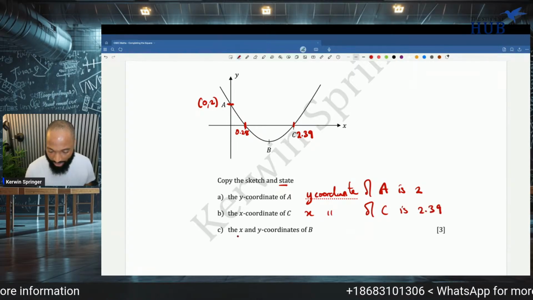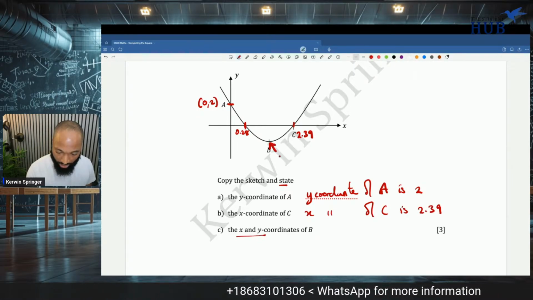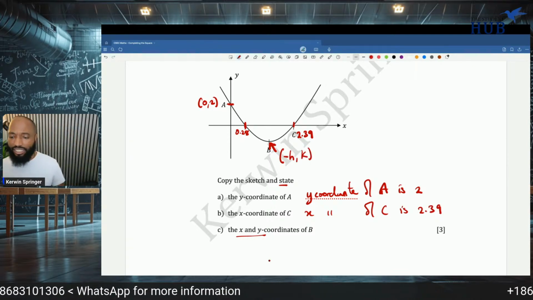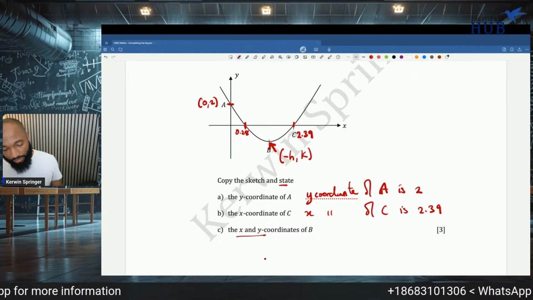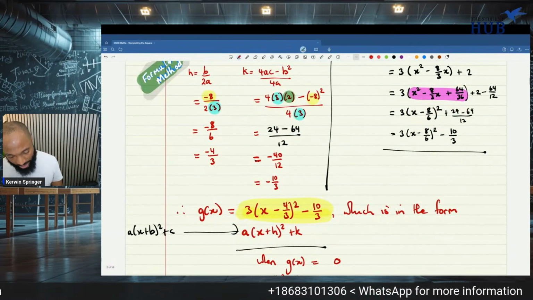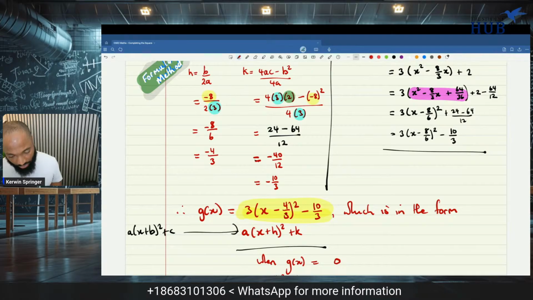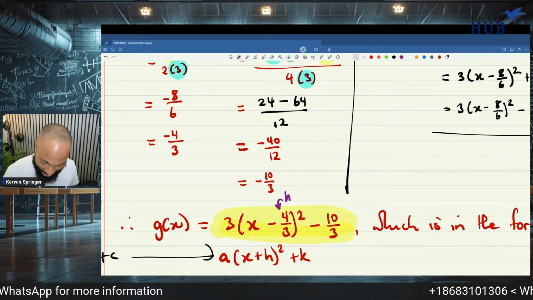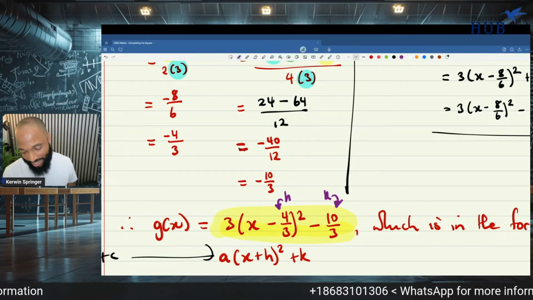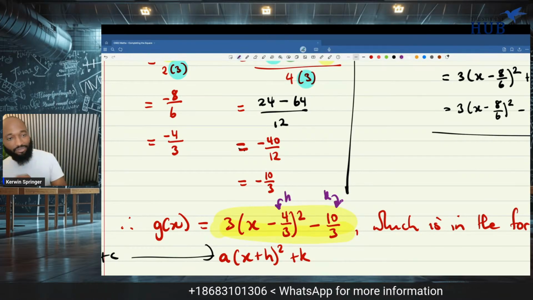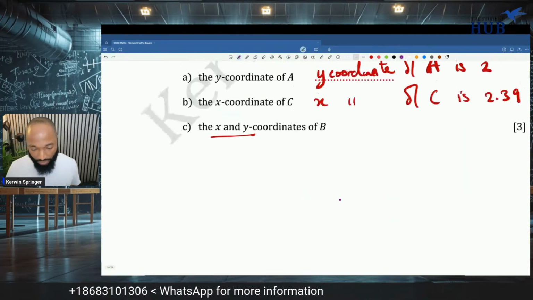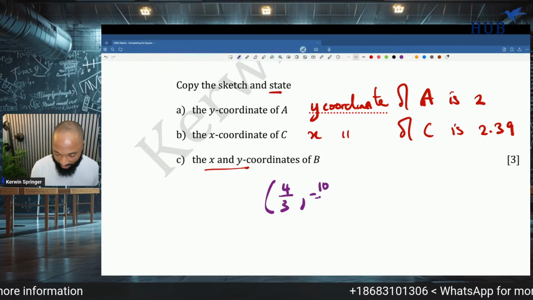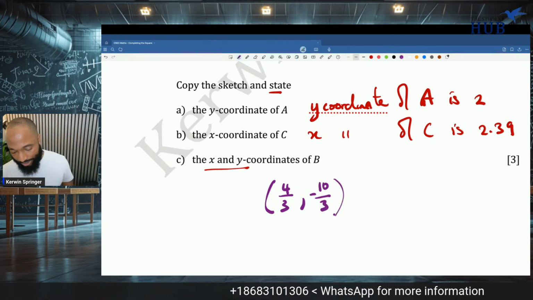The x and y coordinates of B, well, this is always the negative h comma k value. Where did I get these h and k's from? Well, that's when I completed the square. When I completed the square, I got negative 4 over 3 and negative 10 over 3. This represents our h here, and this represents our k. And we want negative h, which means switch the sign on h. Therefore, the coordinates will be positive 4 over 3, and you leave the negative sign unbothered with k.